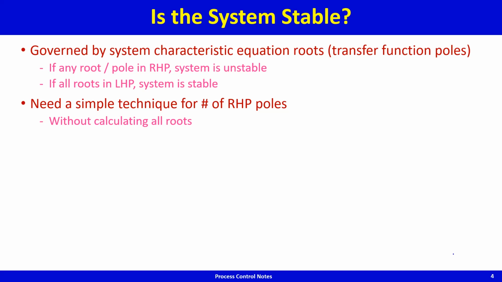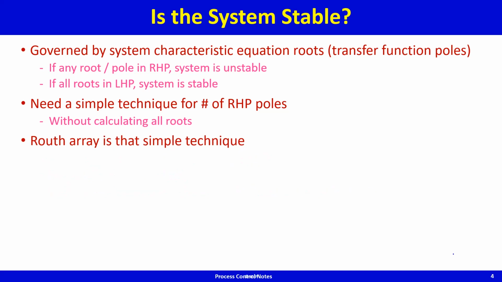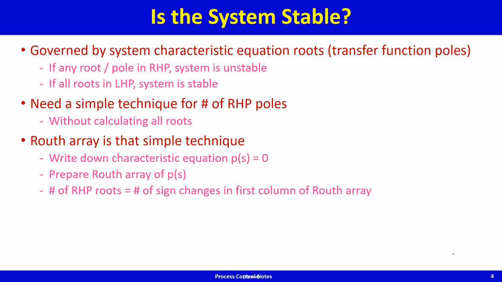One of the techniques, a simple technique, is the Routh array, and this is the technique that tells you how many right half plane roots there are for a given characteristic equation. How does the technique work? This is like stating the obvious. Write down the characteristic equation, prepare the Routh array, and the Routh array is an array. You look at the first column of that array. The number of right half plane roots for that characteristic equation is the number of sign changes in the first column of the Routh array. That's the key result.